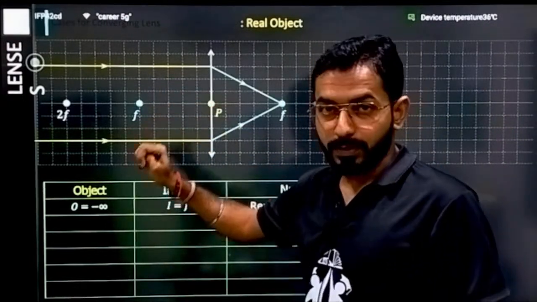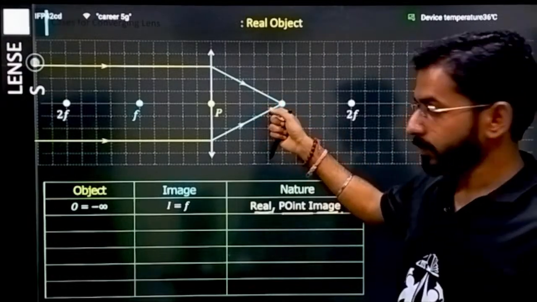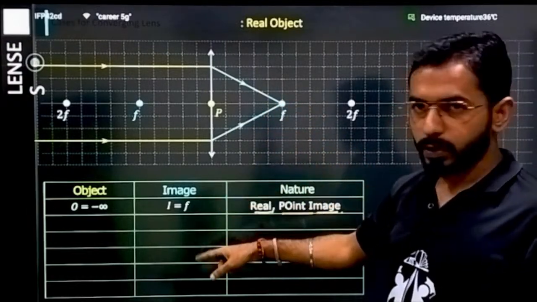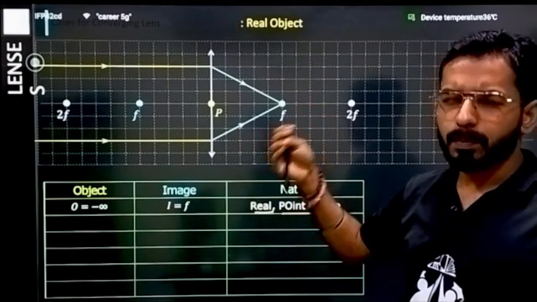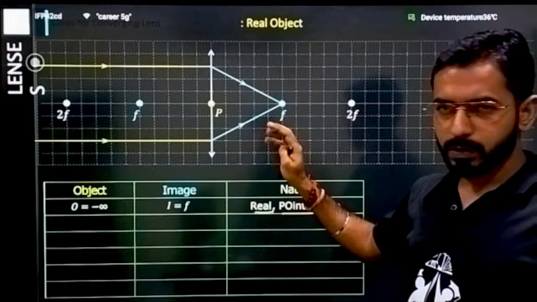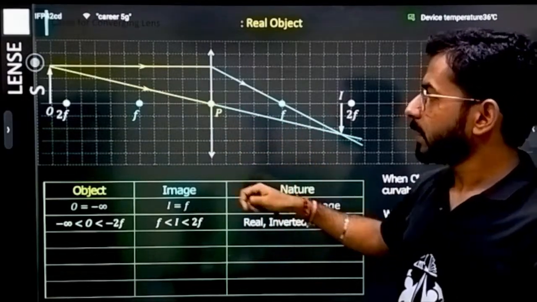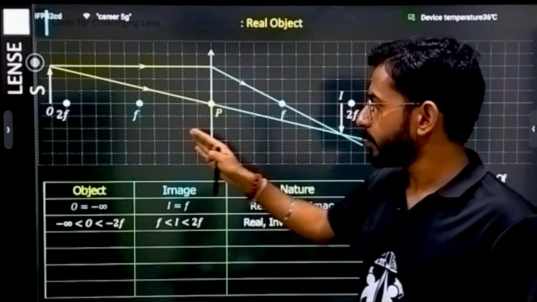When the object is kept at infinity, what will happen? Rays will come parallel, converging at the focus. So what is the position of the image? Focus. And what is the size? Point size. Correct? Real object and point size. Second thing, let's suppose the object is kept beyond 2f, beyond the center of curvature. Where will the image form?